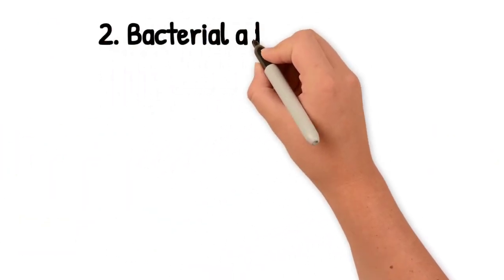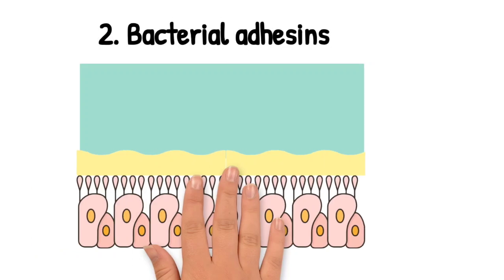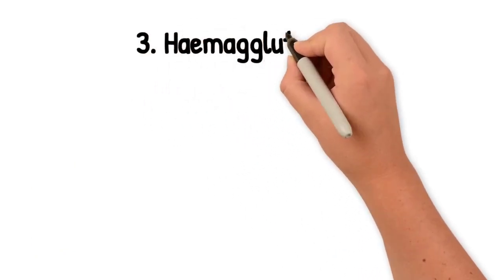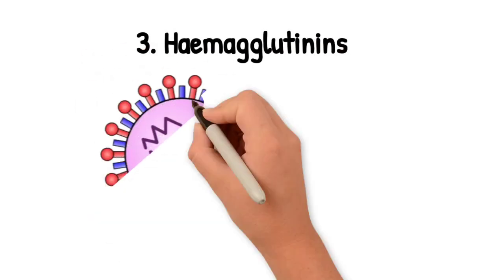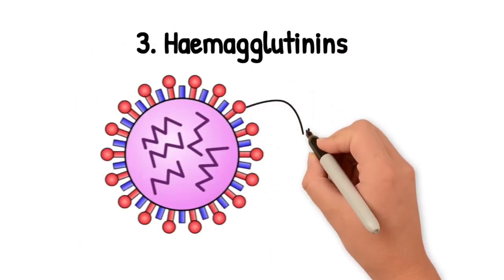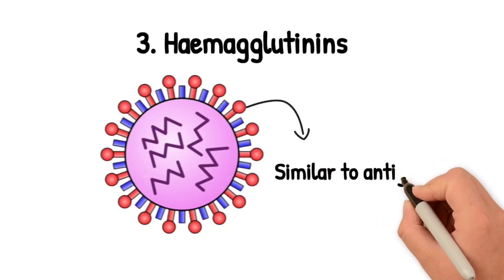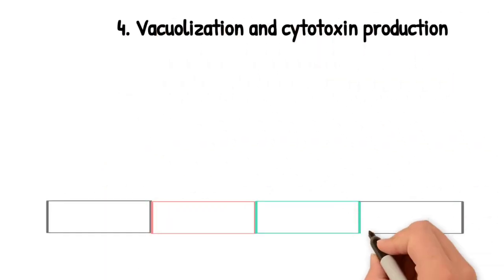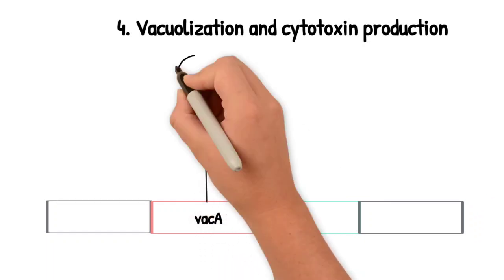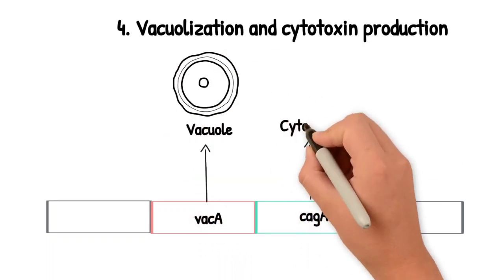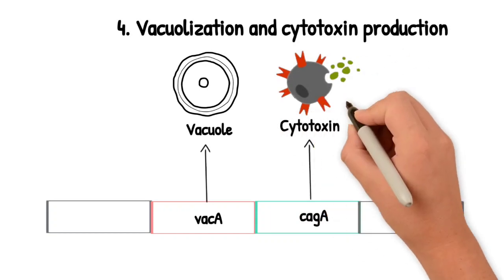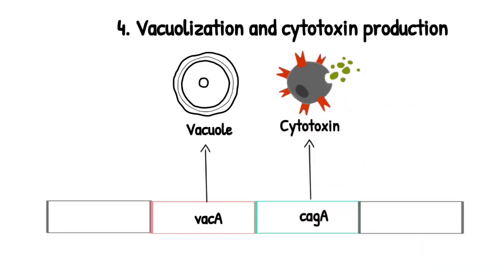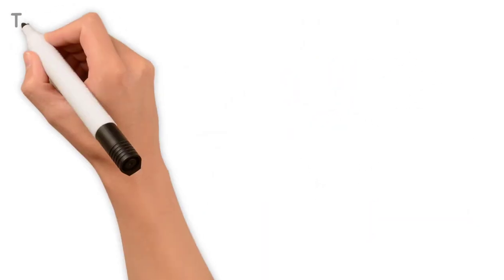2. Having bacterial adhesins that are fundamental for the colonization process. 3. Possessing hemagglutinins that could induce autoantibodies due to their biochemical similarity with some antigens of blood groups. And 4. The presence of vacuolization-associated gene, VacA, and cytotoxin-associated gene, CagA, that correlates with highly virulent strains exhibiting toxic activity. Now, let's move on to the Rep-PCR test.